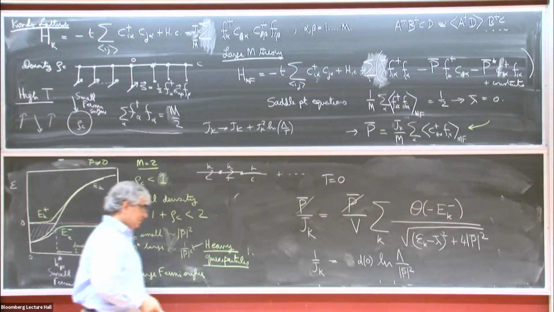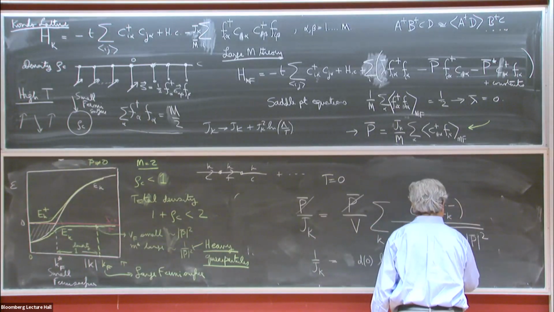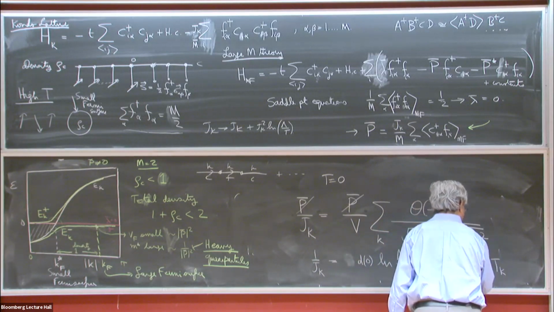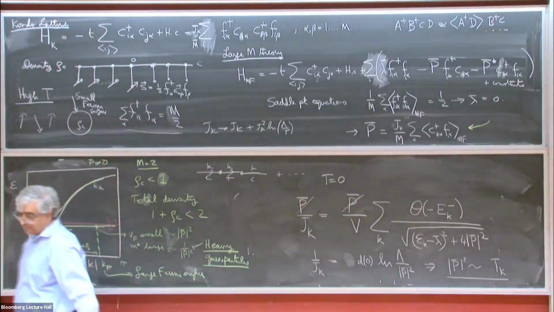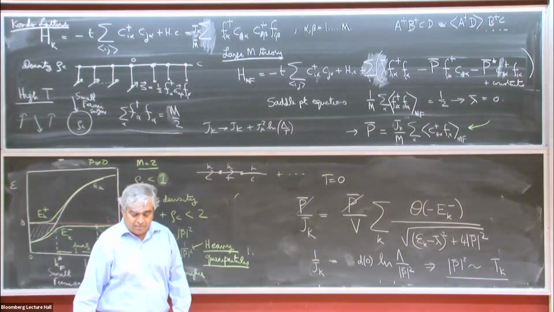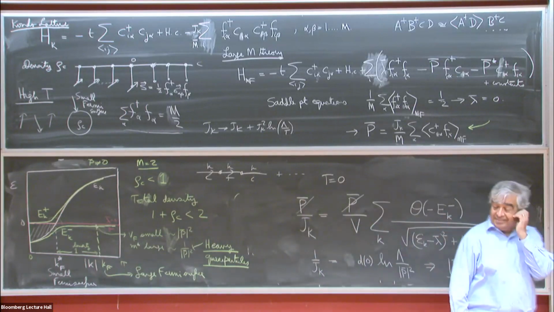Okay, so this gives us basically p bar squared. It goes as the Kondo temperature of a single ion. And that tells us that the effective mass is also the inverse of the Kondo temperature. It can be huge. Okay, so that's the summary of the basic structure of the theory.